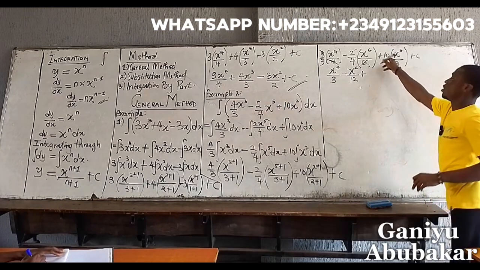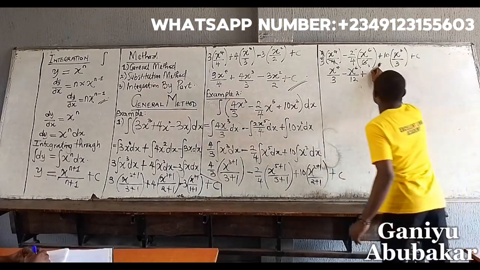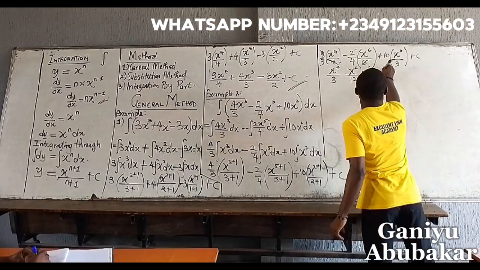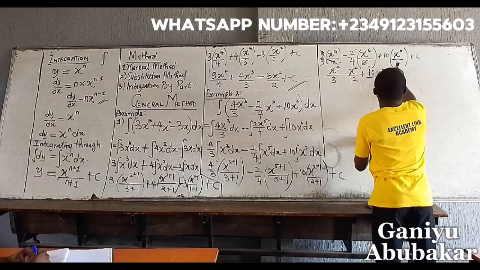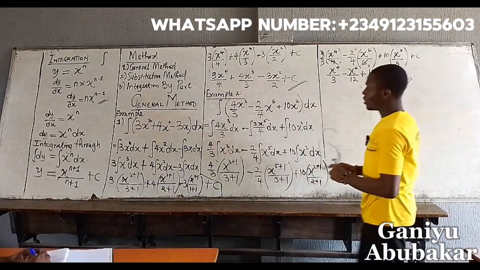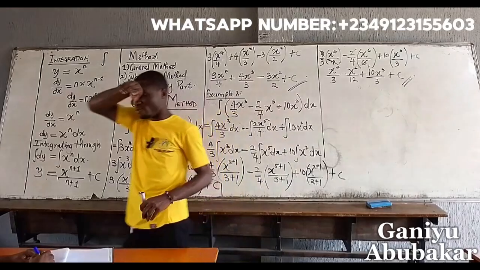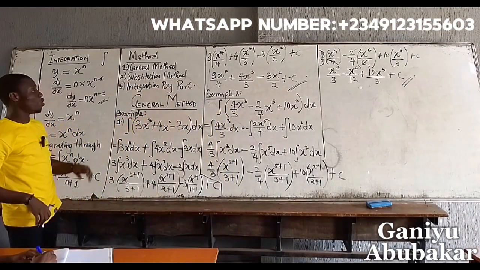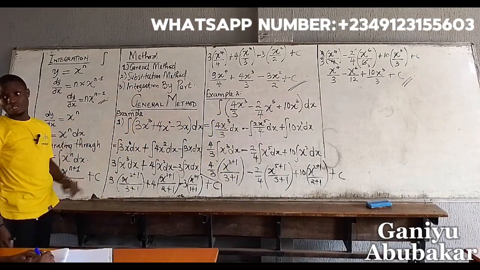Plus, this cannot cancel this, right? So I multiply, and that becomes 10x cubed over 3 plus 6. This becomes my answer after integrating this particular problem using the general method.